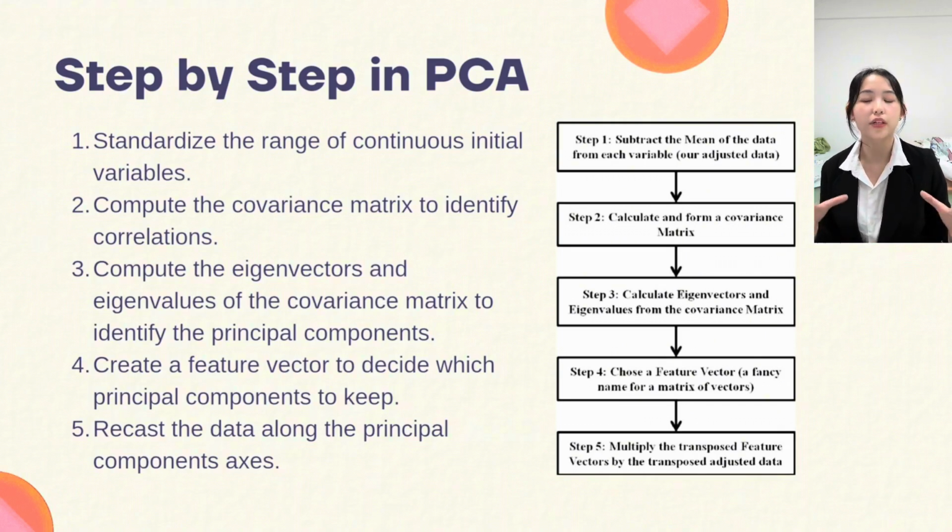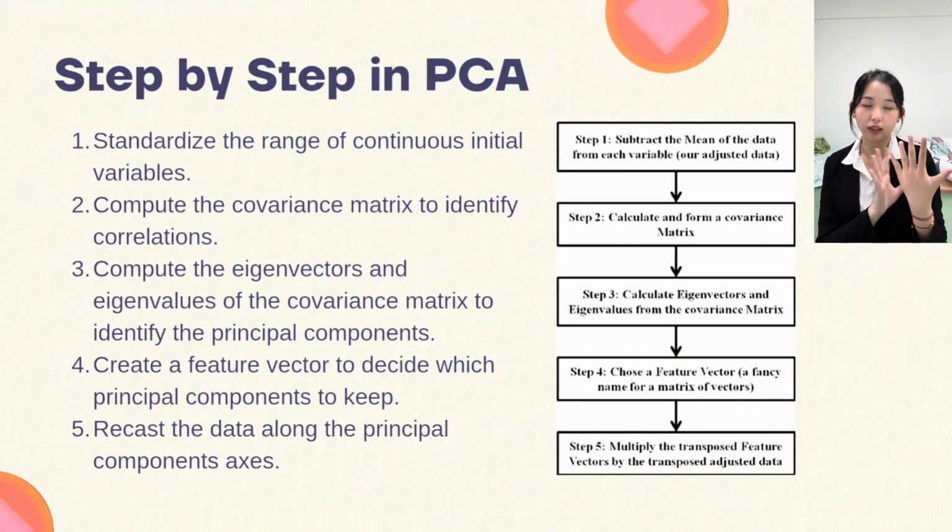The fourth one is create the feature vector. Next, we form the feature vector by selecting the eigenvectors corresponding to the largest eigenvalues. This step determines which principal components will be retained based on their contribution to the total variance.